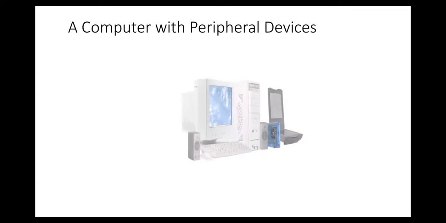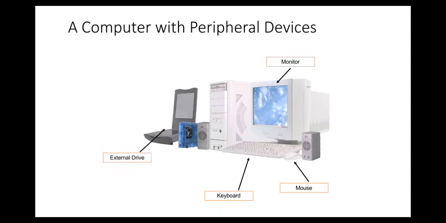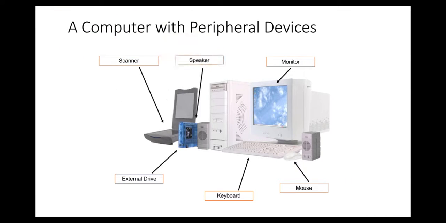Now look at the screen and look at the picture. This is a computer system and it has different parts like monitor, mouse, keyboard, external drive, an external storage device where you can store data, scanner and speaker also. These are all external peripheral devices because they are located and situated outside the system unit, outside the box, outside the central processing unit. That's why we call them external peripheral devices.